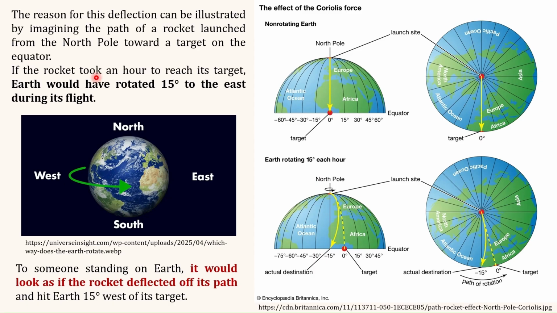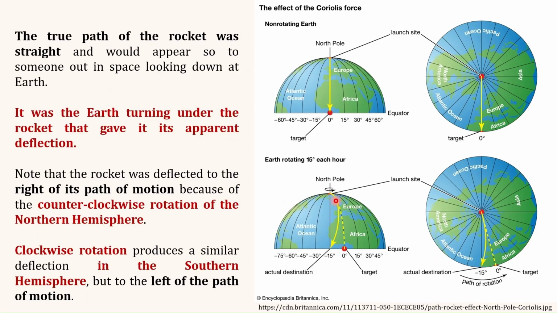So, if the rocket took an hour to reach its target, Earth would have rotated 15 degrees to the east during its flight. So this point was the target, but because of the rotation of the Earth, the rocket reached this point. So this is the actual destination. To someone standing on the Earth, it would look as if the rocket deflected off its path and hit the Earth 15 degrees west of its target.